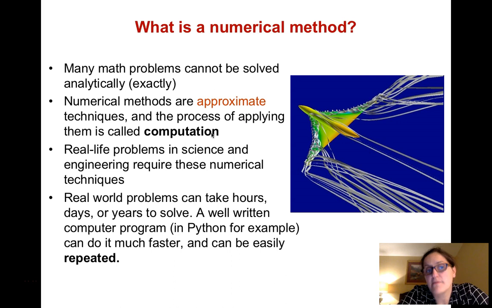Now, numerical methods are typically designed for problems that don't have a formula. They are posed in terms of equations, but those equations are not necessarily easy to solve. So in that case, we typically design numerical methods that look for an approximate solution. That solution is not supposed to be the solution, but it's getting close to the solution, and close enough is enough for us to work with. Okay? So the process of applying this numerical method is typically called computation.